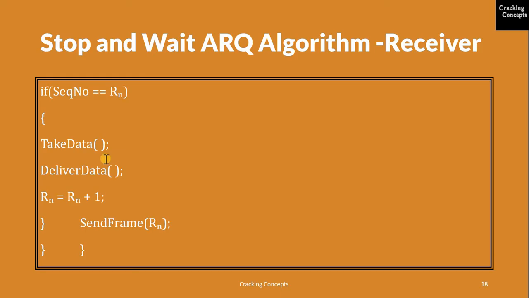Now, if they match, we'll take the data, deliver the data, and increment the receiver frame. That is, it is incremented to the next packet that is expected. Now, after this, we'll send the acknowledgement for this particular packet that we expected.